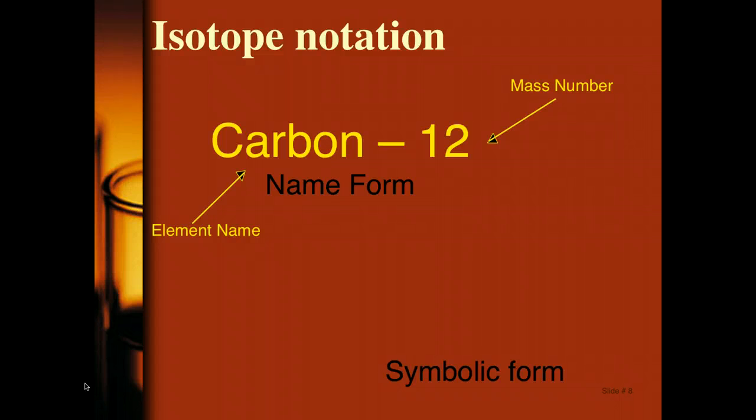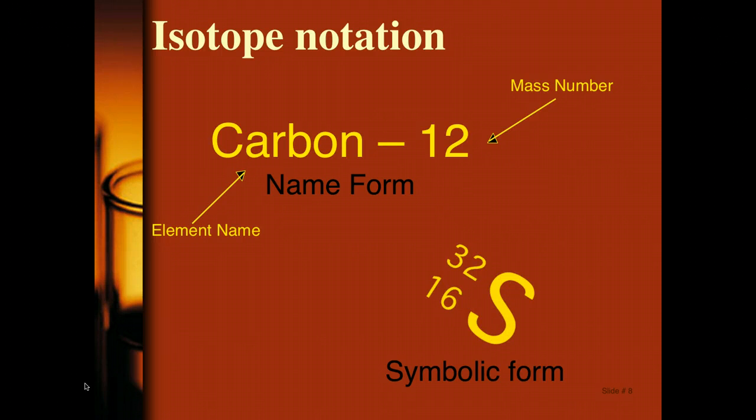Isotope notation. Well, here's name form. You have carbon, the element name, with a dash followed by the mass number. So carbon-12. If I want to know how many neutrons it has, I go to the periodic table. I find out that carbon's atomic number is 6. 12 minus 6 gives me 6. That is the number of neutrons in a carbon-12 atom.